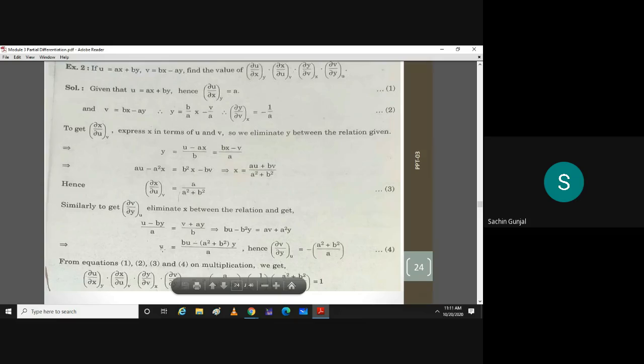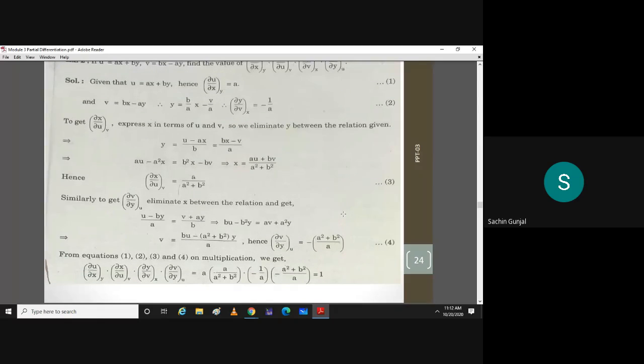Okay, now you differentiate it with respect to y. The derivative of the first part is 0. So ∂v/∂y, treating u constant, is equal to −(a² + b²)/a. Is this fourth equation clear to everyone? Yes, sir. Okay.